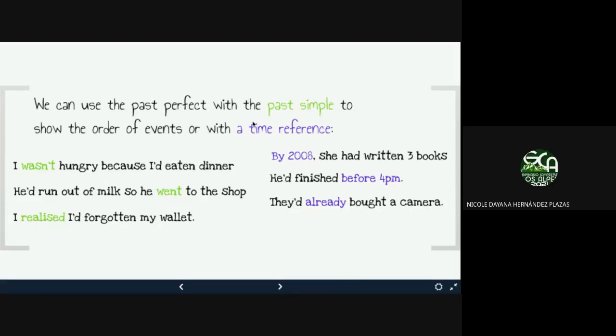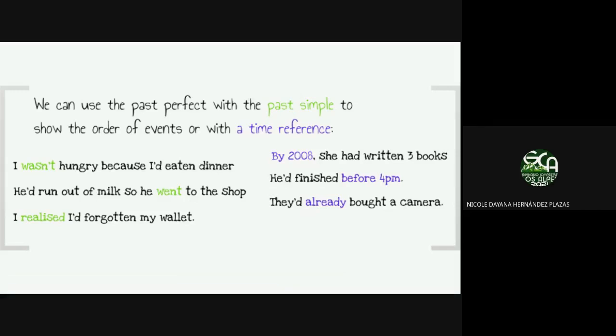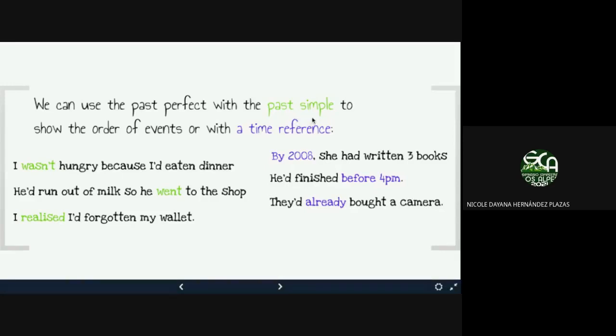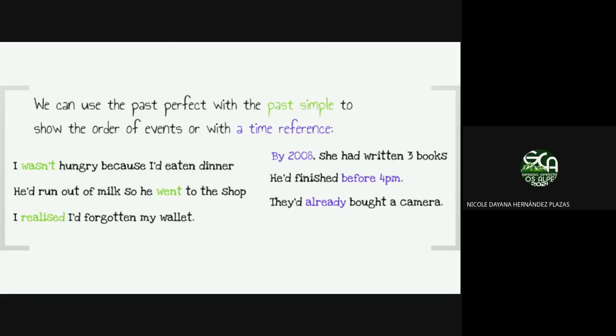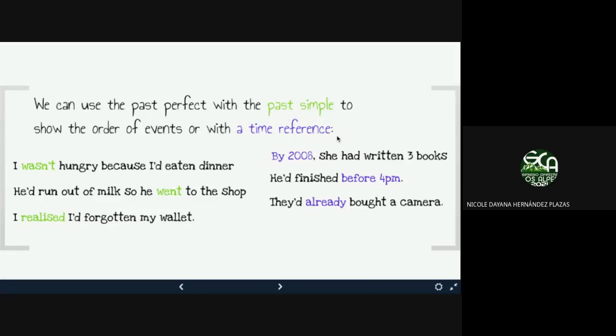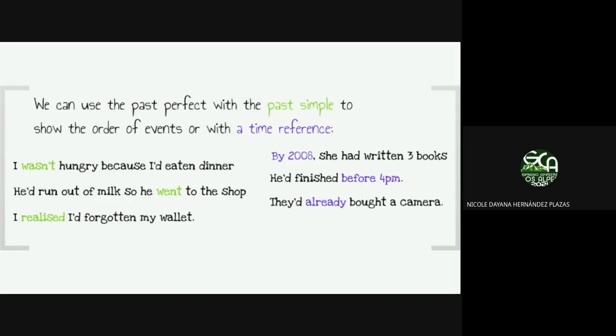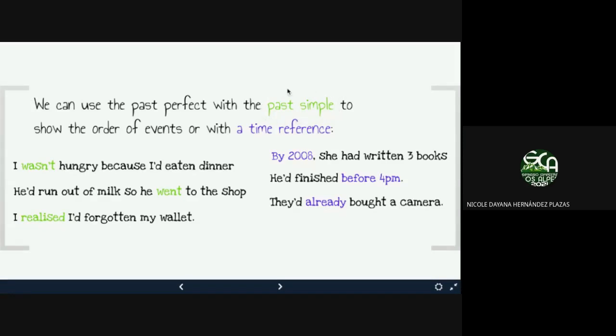So look at this, guys. You are going to have two ways or two moments to recognize the use of past perfect. First of all, with past simple, because past simple is going to show you the order of the events. You are going to have something that happened first, something that happened in the second place. Or you can use past perfect with a time reference. For example, a date, an hour, a day. So we are going to check some examples. Remember, the ones that are with green are the ones with past simple. The ones with purple are the ones with specific points in the time. So go ahead, Mariana. Please help me reading the first 3 examples.